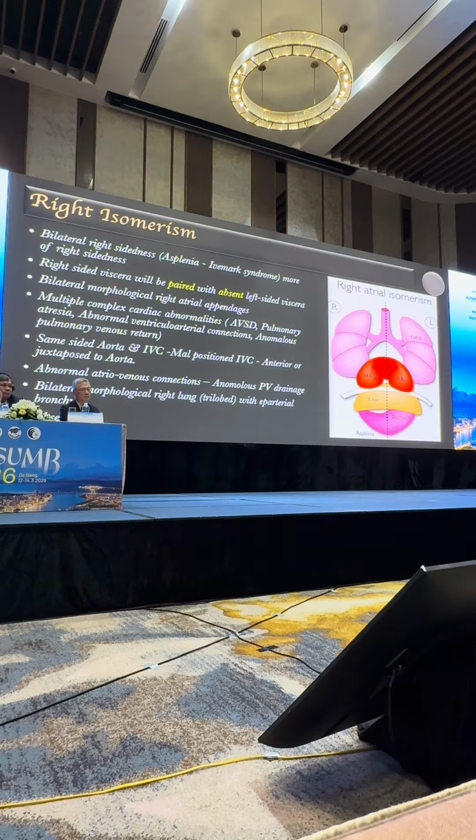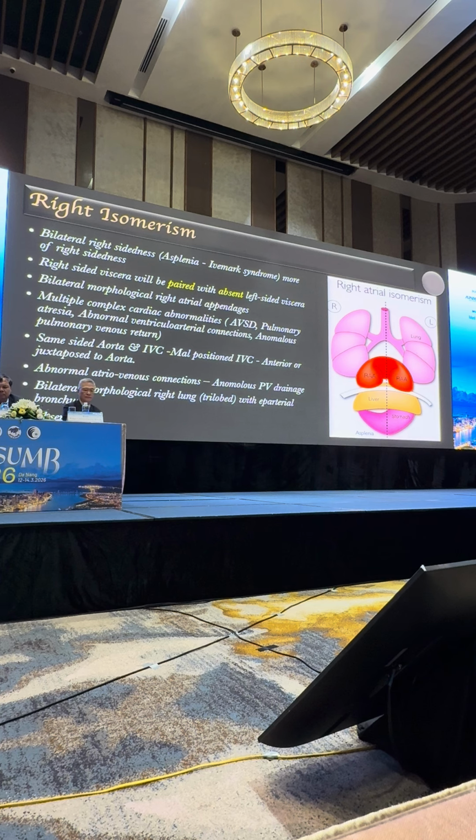So these are the two associated things that we have to keep in mind, and there will be bilateral morphological right lung as well as absent spleen. So these are all the factors. So to conclude, in right isomerism, basically we have complex cardiac abnormalities, juxtaposed aorta as far as the inferior vena cava, and anomalous pulmonary venous drainage. These are the three most important factors that we need to consider in order to identify a right isomerism.